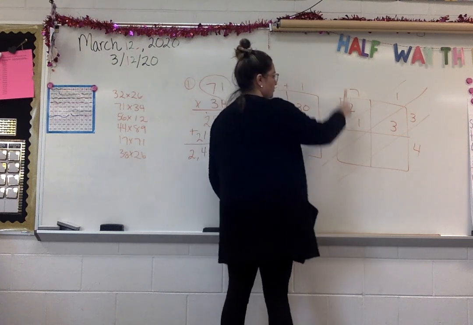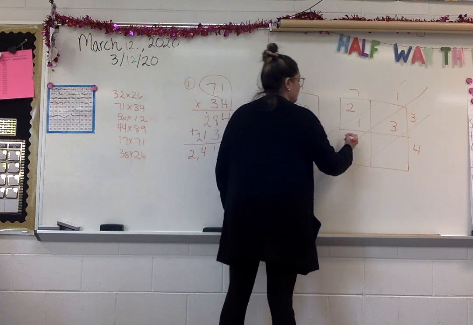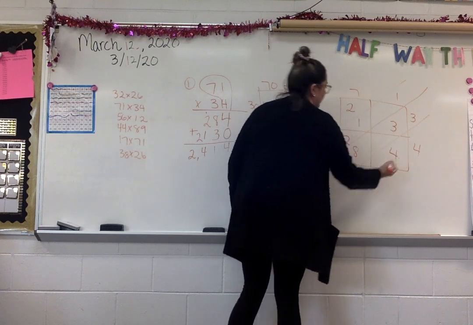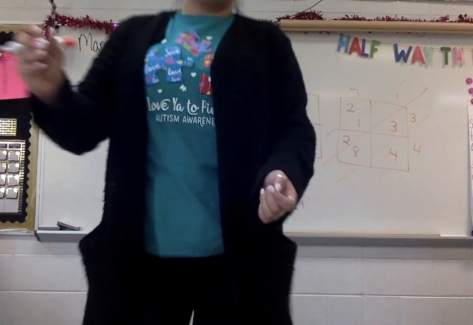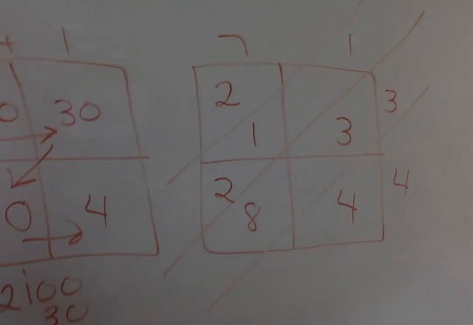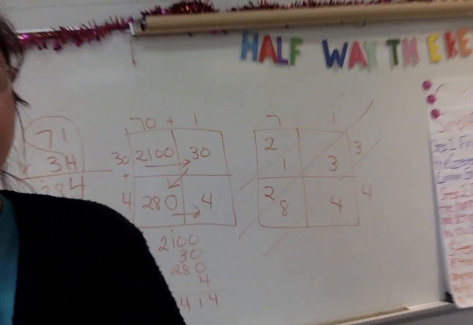Okay? So we're going to move down, and I need to do 7 times 4. And 7 times 4 is going to give me 28. And then 1 times 4 is going to give me 4. Okay, so let me bring this closer just so you guys can see what your setup should look like. So you see all the diagonals, all the different chunks there. Okay?